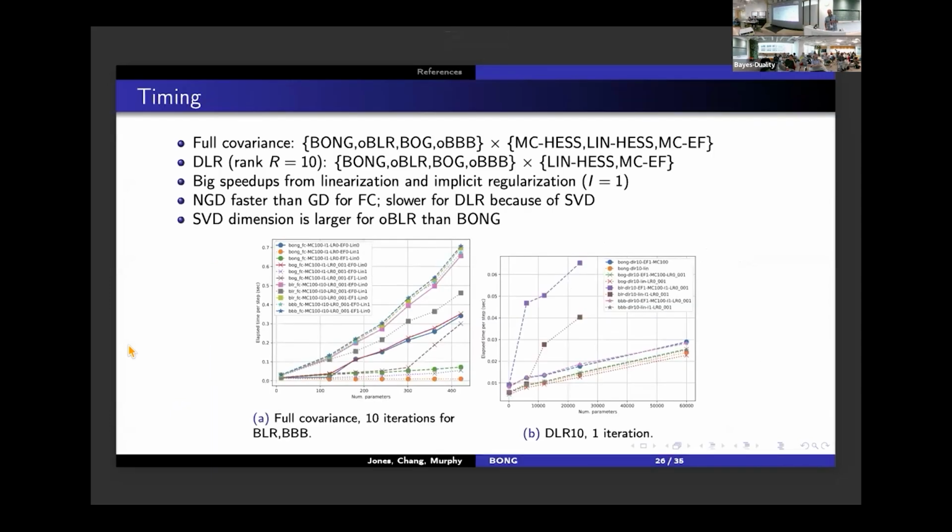So here's speed. Sorry, these graphs are maybe a little bit hard to read, but on the left, what we're doing is comparing with the full covariance Gaussian for our belief state, for our variational family. We're comparing the 4 update rules crossed with 3 of the 4 methods for approximating the integrals. We just didn't implement the 4th. And then on the right, we're doing this with the DLR variational family, comparing the 4 update rules with just 2 of the approximations.